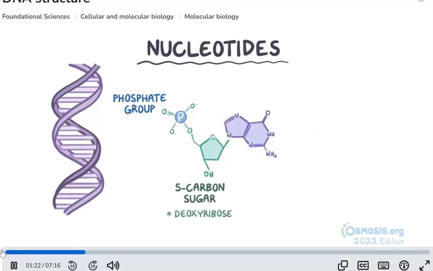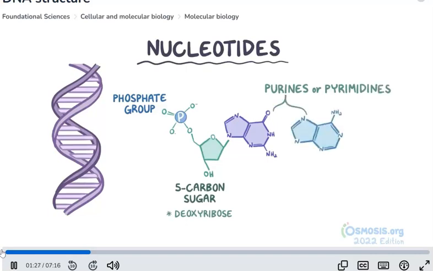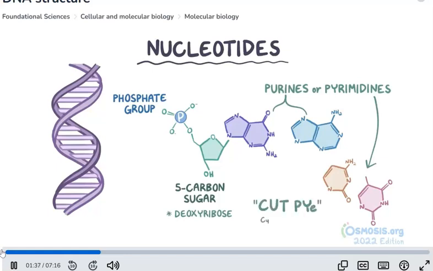Structurally, these bases can be either purines or pyrimidines. The purines, guanine and adenine, are made up of 2 heterocyclic rings. The pyrimidines, cytosine and thymine, are made up of a single ring. You can remember this with "cut pi," because cytosine and thymine, along with uracil, which is a nucleotide found in RNA, are all pyrimidines.